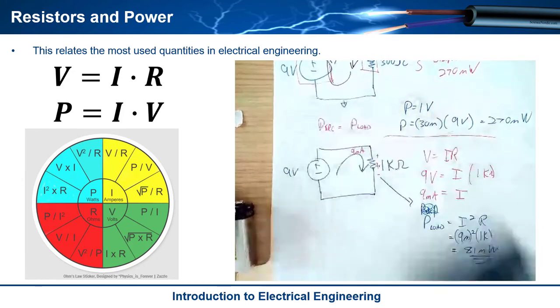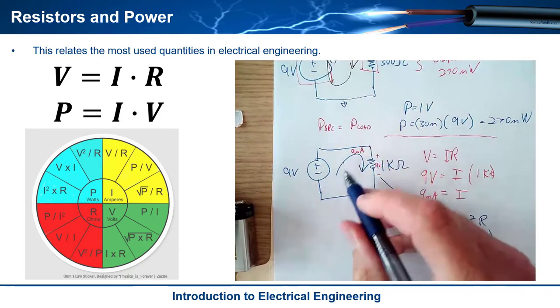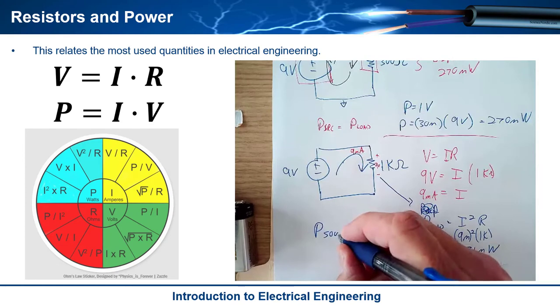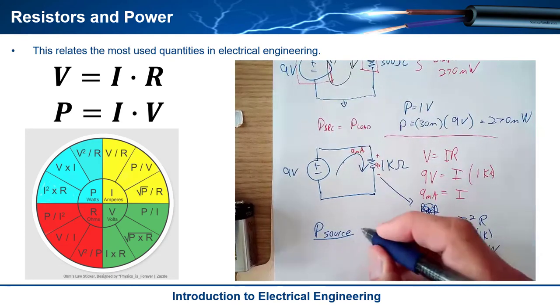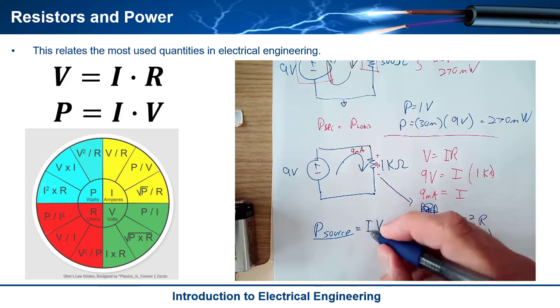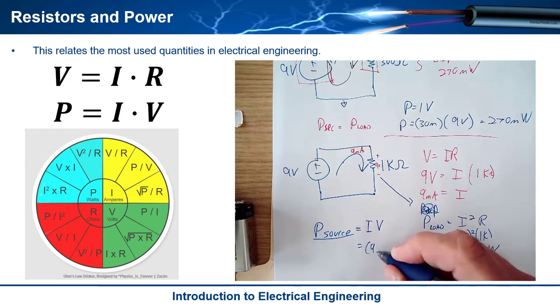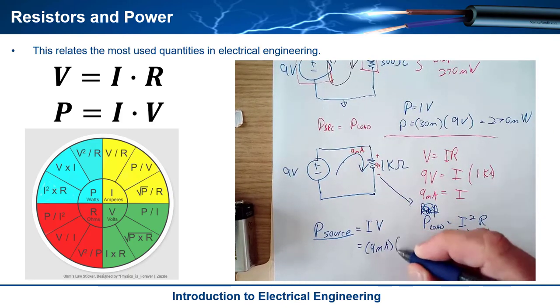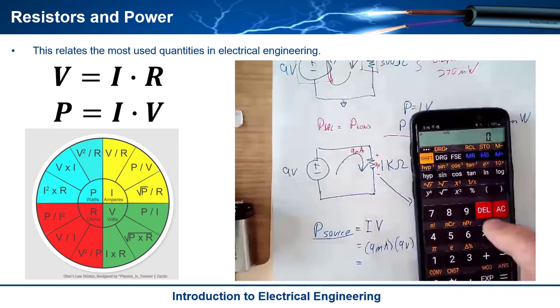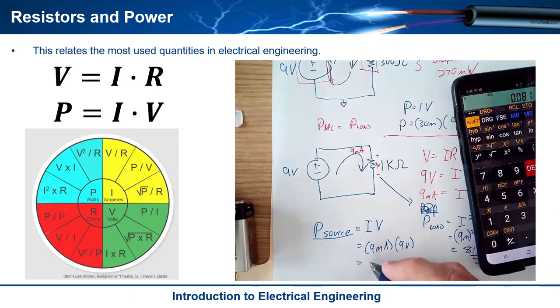So that's what's dissipated. And then over here, let's say what's the power of the source. Well, the power of the source is going to be equal to I times V, and we know both. We've got ourselves 9 milliamps and a 9 volter, so 9 milli times 9 volts, and lo and behold, it is 81 milliwatts.